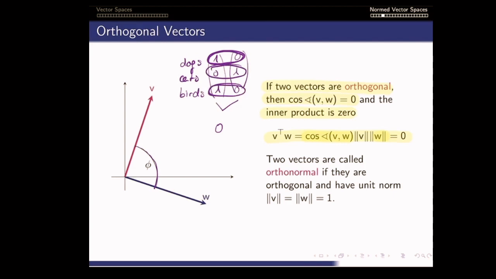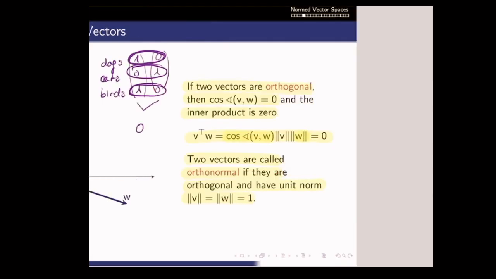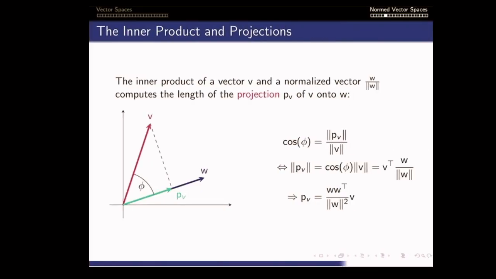orthogonal interests. And two vectors are called orthonormal if they are orthogonal and they have unit norm, so they just have a length of 1. Another interesting thing about inner products is its relation to projections.